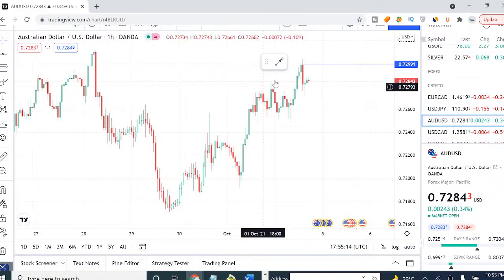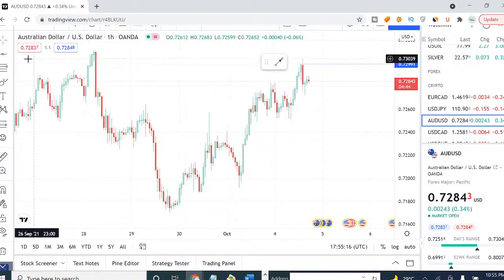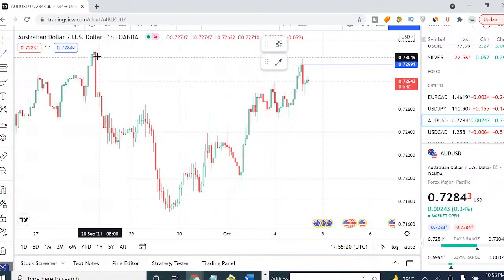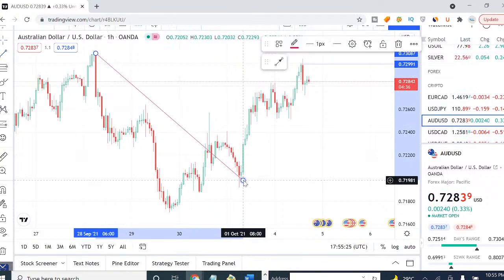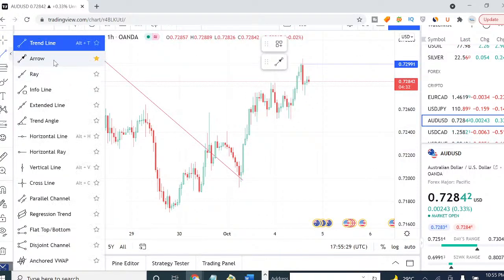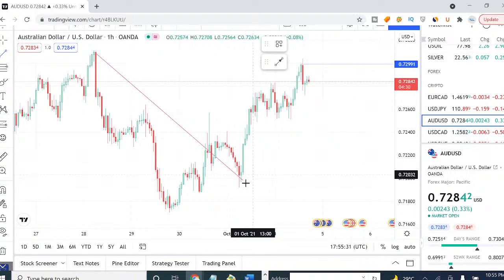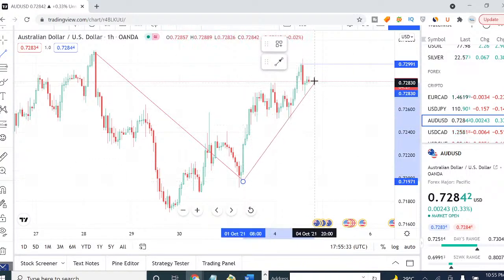So if you look here, previously we have the downward trend on this chart. If we make the trend line from here to here, then it's a complete downward trend. Then what happened? Again, the price has bounced back. Okay, I'm going to prepare another trend line from here so that you can see.